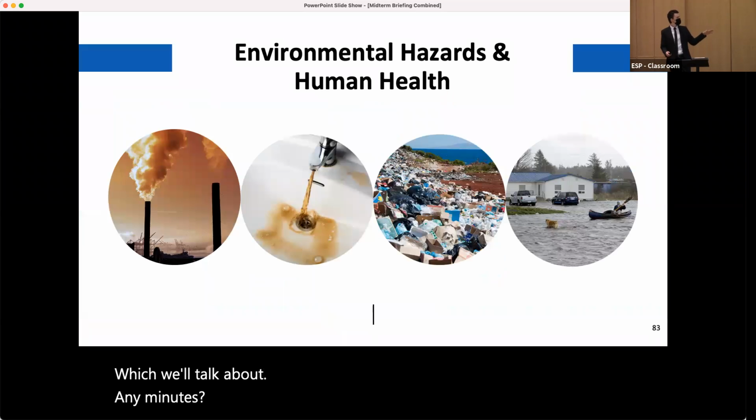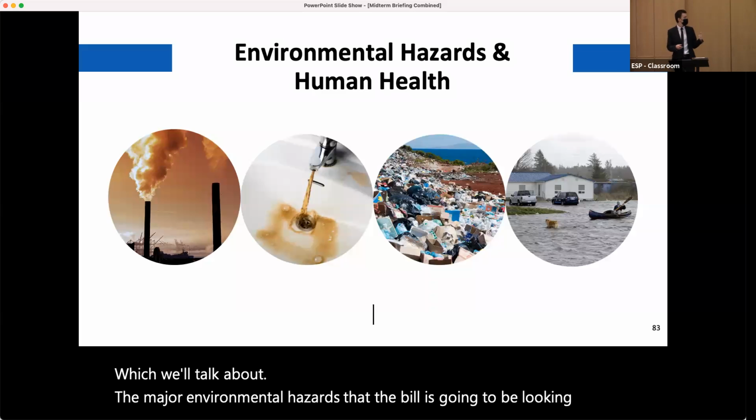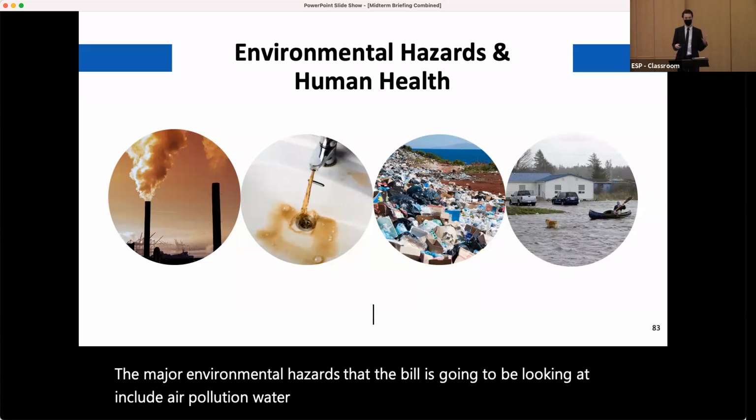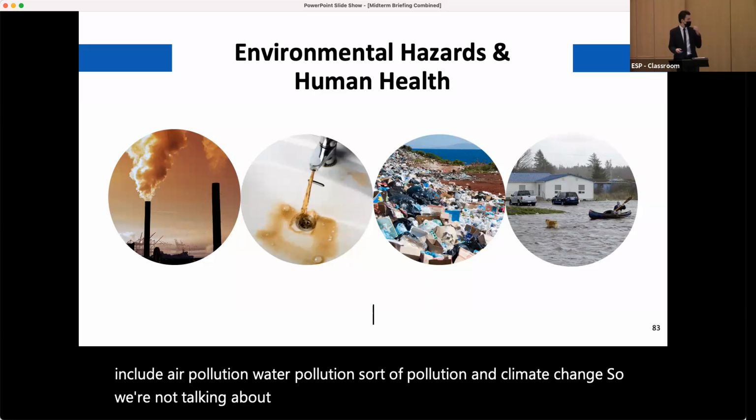The major environmental hazards that the bill is going to be looking at include air pollution, water pollution, soil pollution, and climate change. So we're going to be talking about those in a little bit more detail.